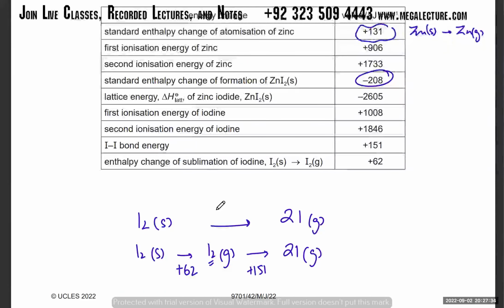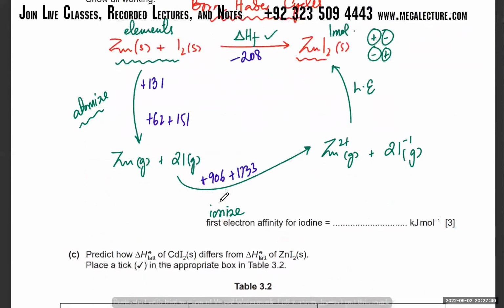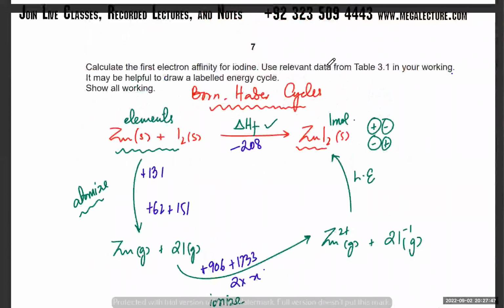Do we multiply it by the mole number? We're going to multiply it by 2. He's asking you to figure out the electron affinity for iodine. So this is the path that we don't know. How do I turn iodine to I-1? I don't know, that's X. And since I'm doing it for 2, I'm going to multiply it by 2. Is that clear? Yes, sir.